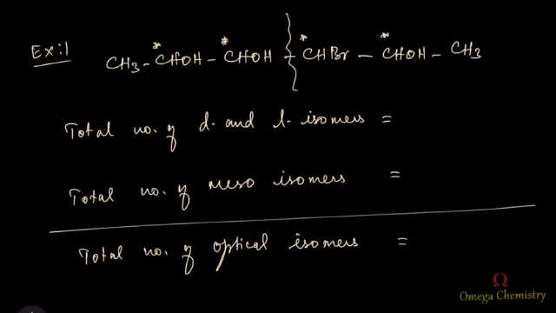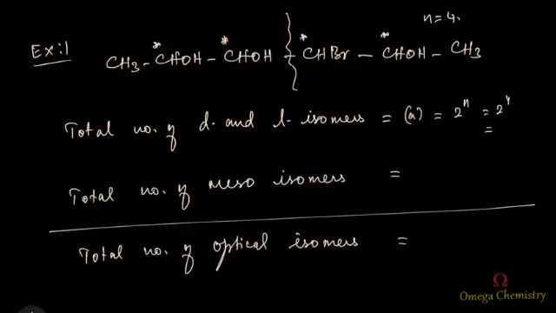So here n will be 4, right? 4 asymmetric carbons are there, right? Now the formula for this one is 2 power n, which means 2 power 4. 2 power 4 means 2 into 2 into 2 into 2. 2 into 2, 4. 4 4s are 16. Which means the total number of enantiomers, that is D and L isomers, will be 16. And since the molecule doesn't have any symmetry, there will be no meso isomer. So meso isomer won't be available. So the total number of optical isomers will be 16.